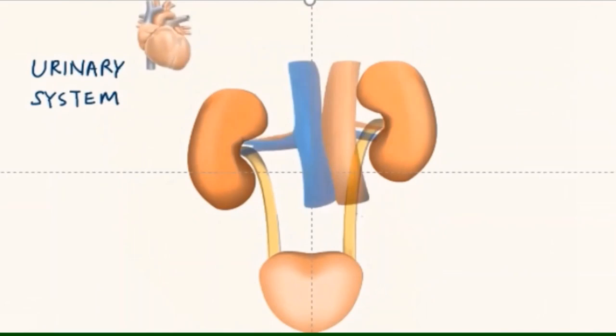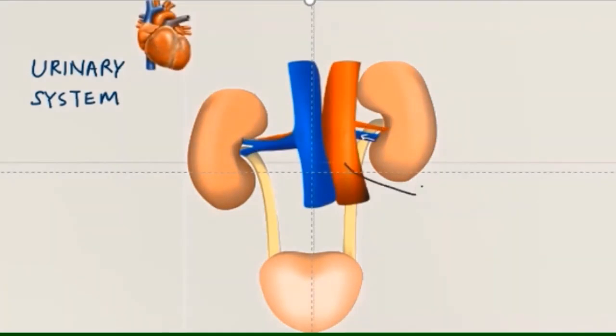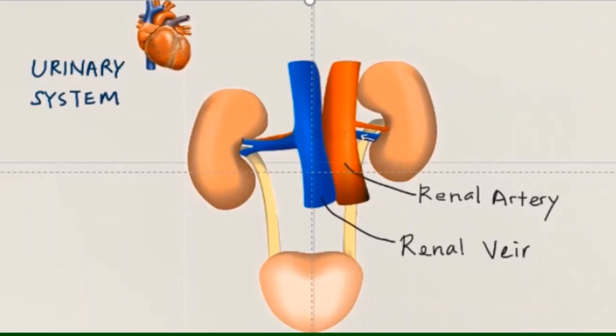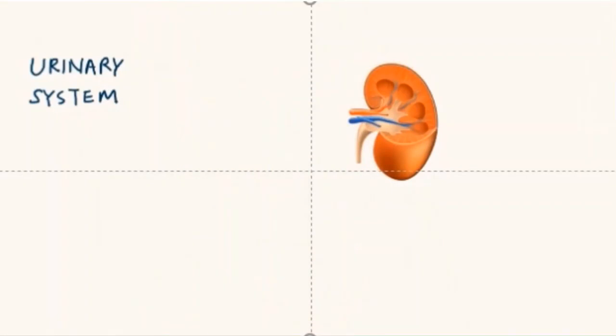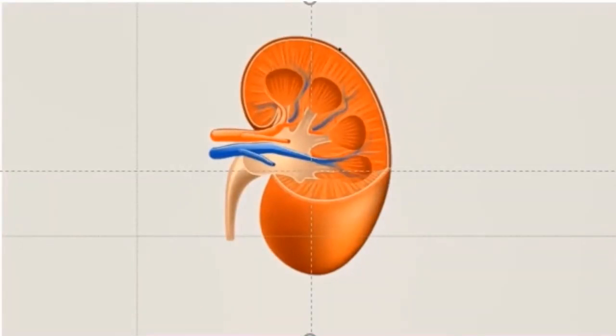Now look at the blood vessels that connect to the kidneys. The blood vessel that supplies oxygenated blood from the heart to the kidney is called the renal artery, while the blood vessel that brings the blood away from the kidneys back to the heart is called the renal vein. The main organ in the urinary system is the kidneys.